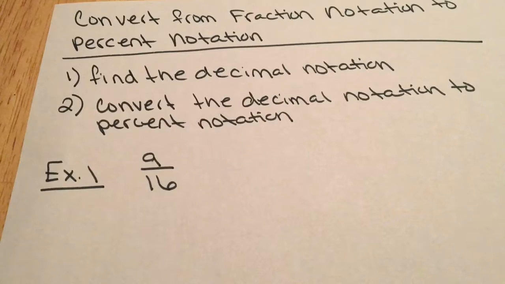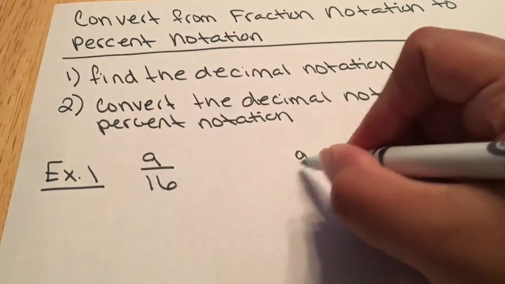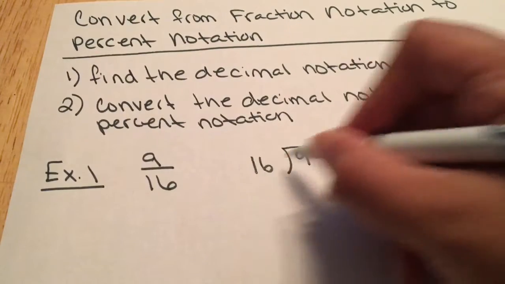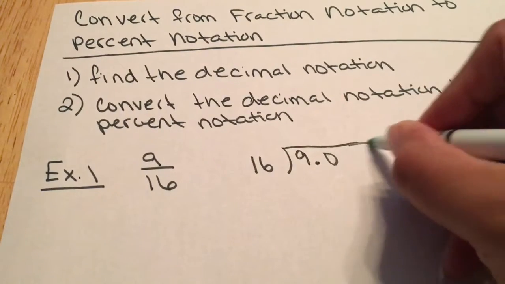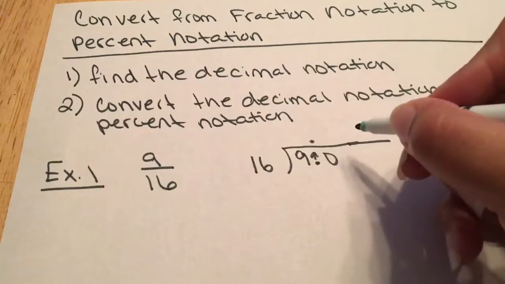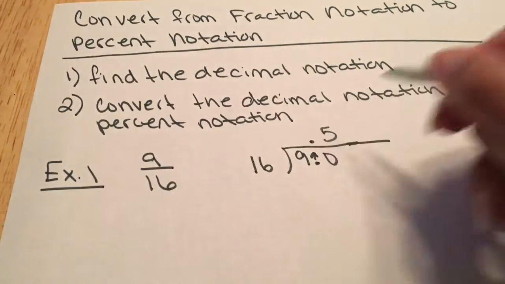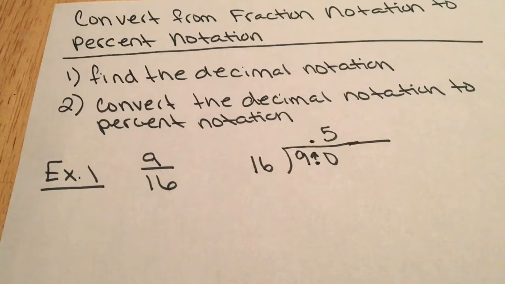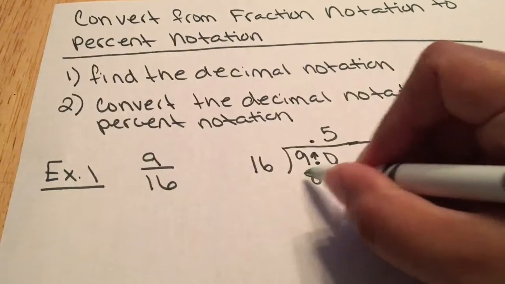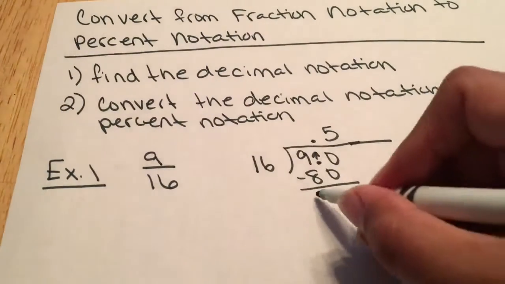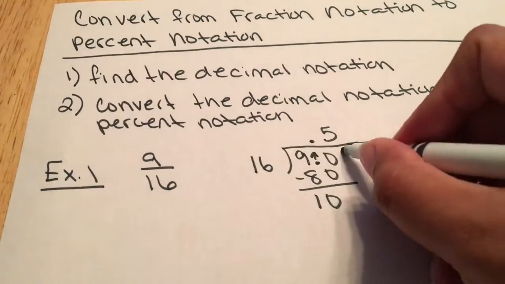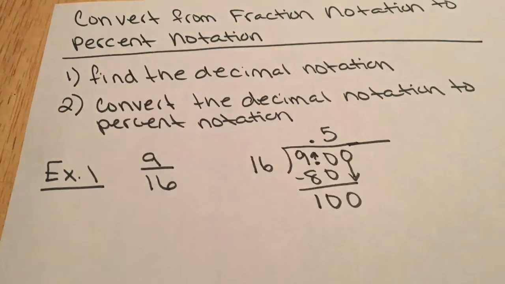So the first thing I need to do is go ahead and divide that 9 by 16. Since 16 won't go into 9, I am going to have to add a decimal and a 0. 16 will go into 90 5 times. 5 times 16 is going to be 80. 90 minus 80 is 10. Since I have a remainder, I'm going to add another 0. We're going to see if it's going to repeat or if it'll end.